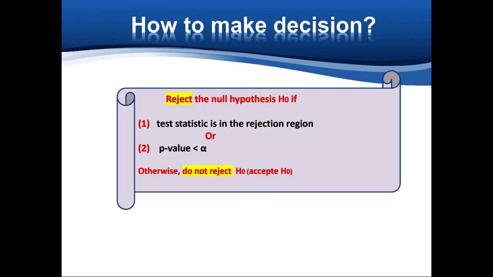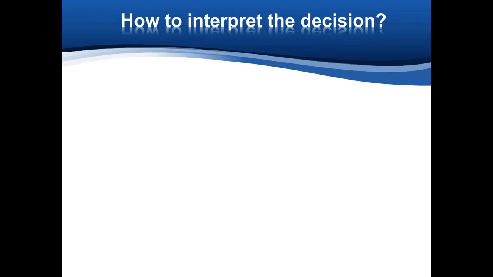Lastly, the same methods to make a decision. Reject H0 if test statistics is in the rejection region or p-value is smaller than alpha. Otherwise, do not reject H0 or you can say accept H0. After making decision, it is better to interpret the decision. How to interpret?